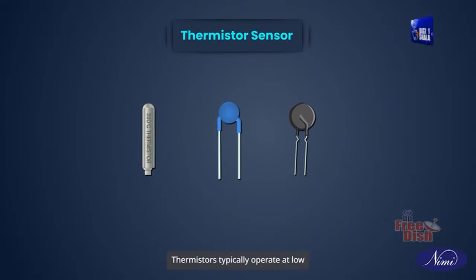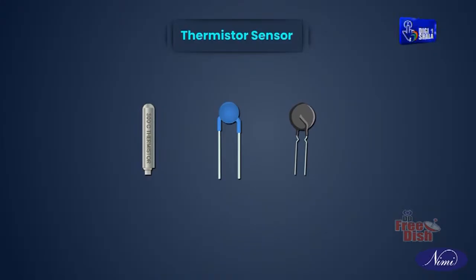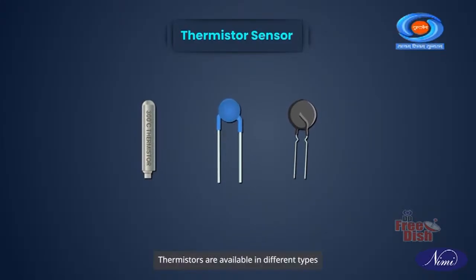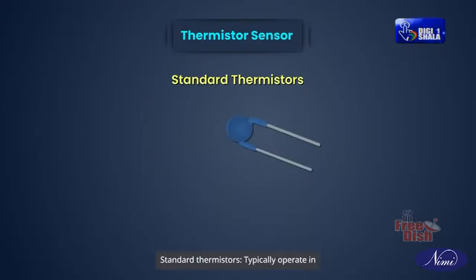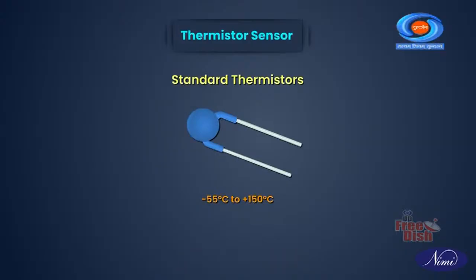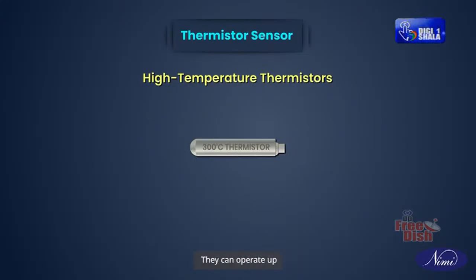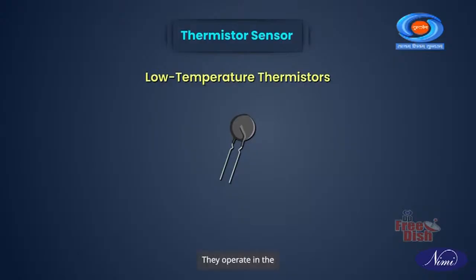Thermistors typically operate at low voltages, often in the range of a few volts. Thermistors are available in different types with varying temperature ranges. Common ranges include standard thermistors, which typically operate in the range of minus 55 degrees Celsius to plus 150 degrees Celsius. High temperature thermistors can operate up to plus 300 degrees Celsius or higher. Low temperature thermistors operate in the sub-zero temperature range, sometimes down to minus 100 degrees Celsius or lower.